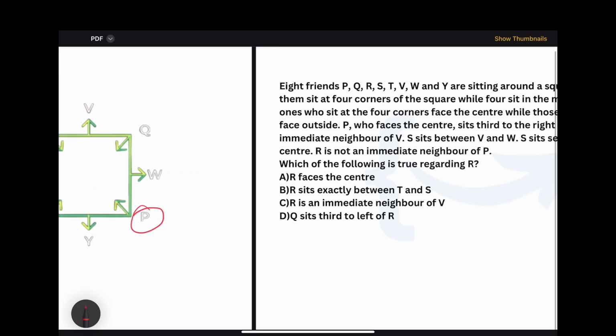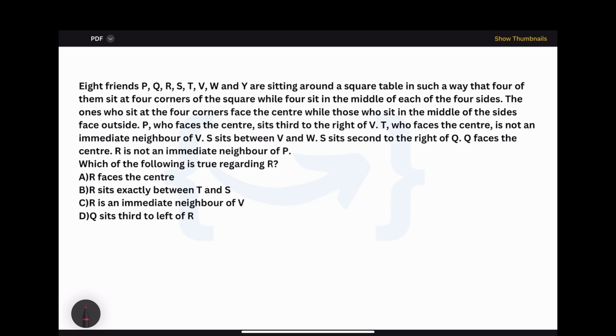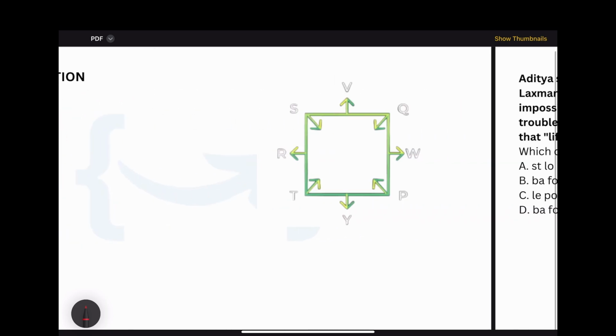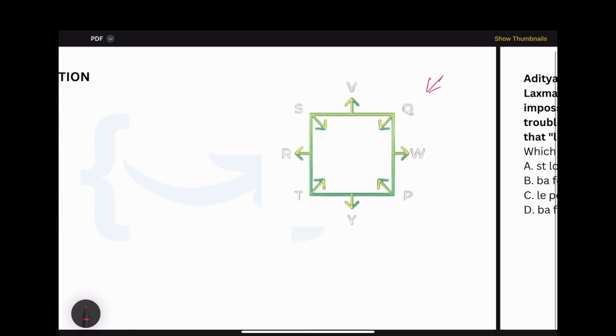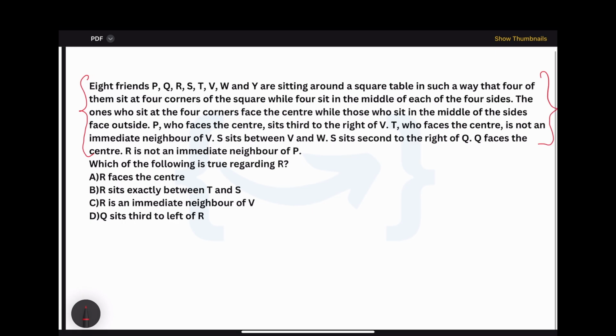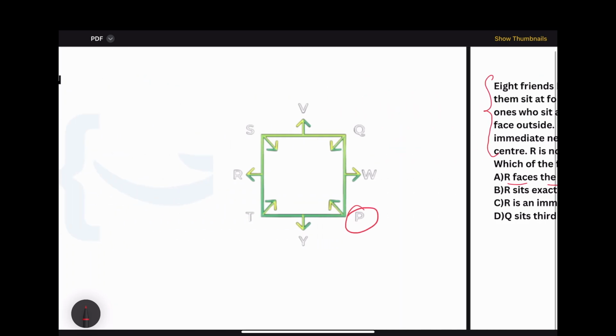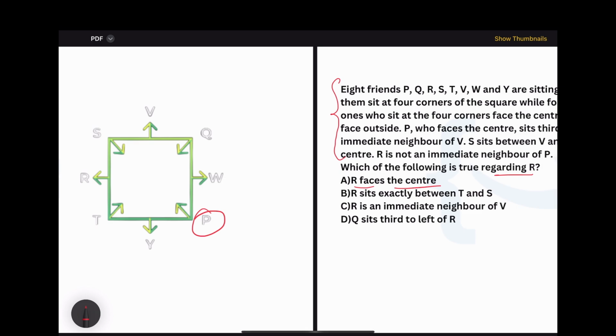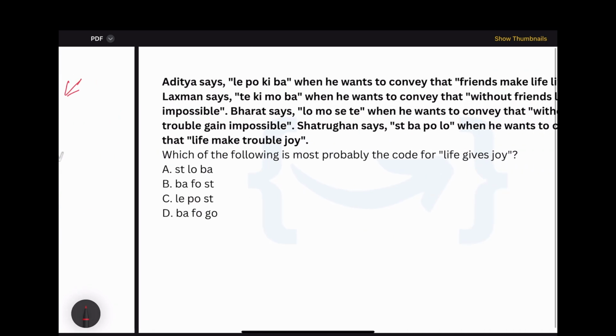Clear? So now let's discuss the next question, which is a continuation. If you see, the same thing is written here as well, because in the answer we used the same plot. Here, what I need to see is which of the following is true regarding R. R faces the center. Let me see. This is the same diagram which we created, isn't it? R faces the center. No, R does not face the center, so this is wrong. R sits exactly between T and S. Yes, it makes sense, so I don't need to check the other options. B is the right option, and I guess in the explanation as well, B is the right option.